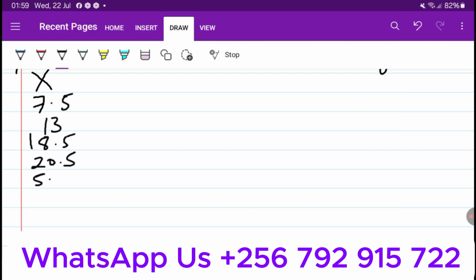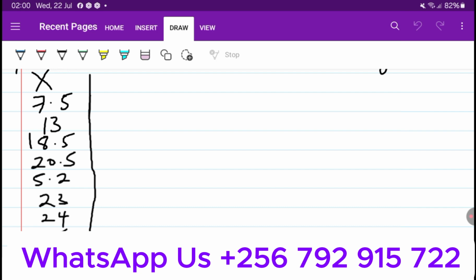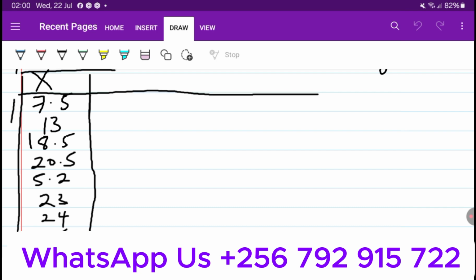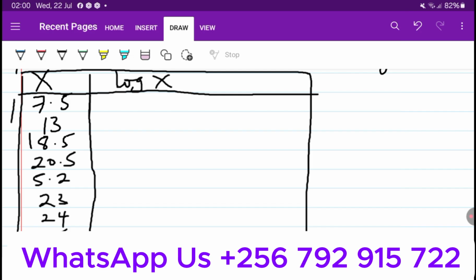This is 5.2. This is 23, 24, 25, then 26 and 28. Let me first write all the values. And of course here we are going to get the log of x for the different values.